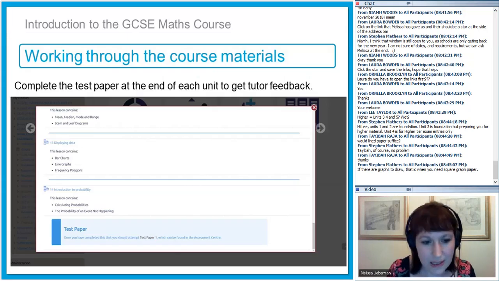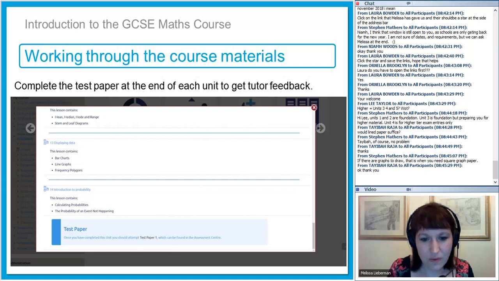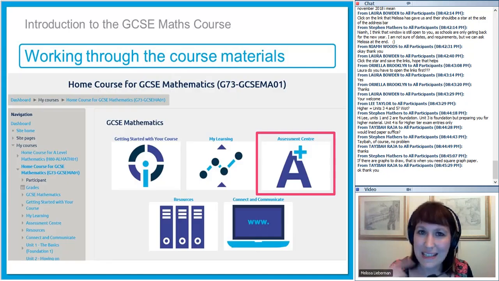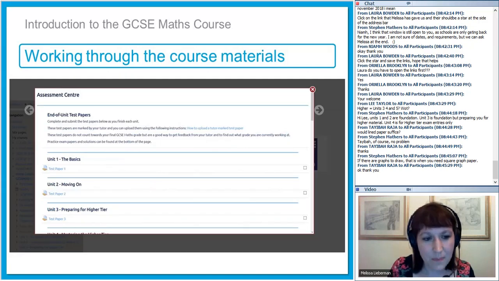When you get to the end of each unit, there's a test paper. As I mentioned, if you just want to go straight to the test paper, they're very useful because it will be an opportunity for you to get feedback from your tutor. There's a link to the test paper at the bottom of each of your study units, or you can just go straight into the assessment centre. If you click on the assessment centre, you'll see links to each of the test papers there. So you just click on that link to open up the test paper.